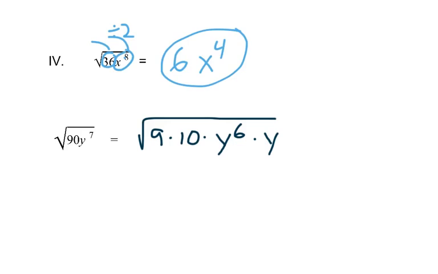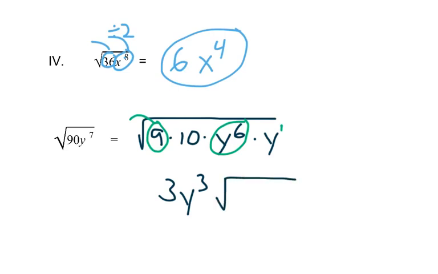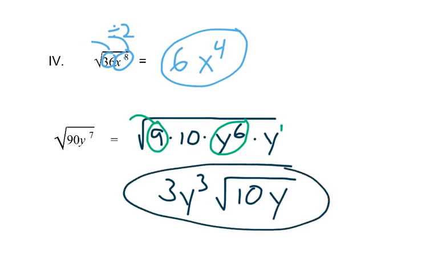So which items there are perfect squares or have even exponents that can escape? Well, I'm going to circle them. So 9 is a perfect square, can escape, and something with an even exponent can escape. Unfortunately, 10 is not a perfect square and can't be broken down into any perfect squares, so it cannot escape. Y has an exponent of 1, so it cannot escape. So when I take the square root of 9, I get 3. When I take the square root of y to the 6th, remember, divide that exponent by 2, that's y to the 3rd. Then anything else that can't escape just stays inside, so that's just going to be 10y. So that would be your final answer.